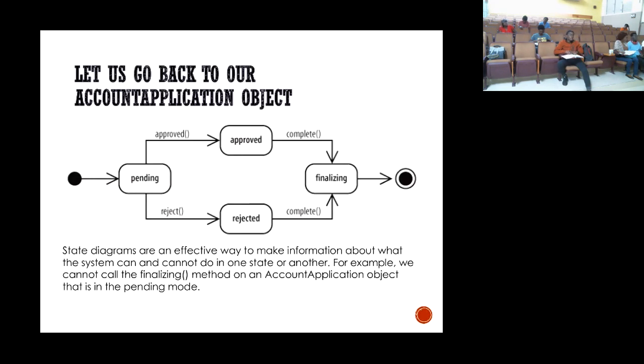And you can see that the transitions are actually triggered by the calling of certain behaviors upon the object. So if you call the approve behavior on the object, what it's also telling you is that the approve behavior should not work unless you're in the pending state. So you cannot approve an object from the approved state or the rejected state or the finalizing state. Make sense? Right, and so on. You can apply that concept to the other things as well.